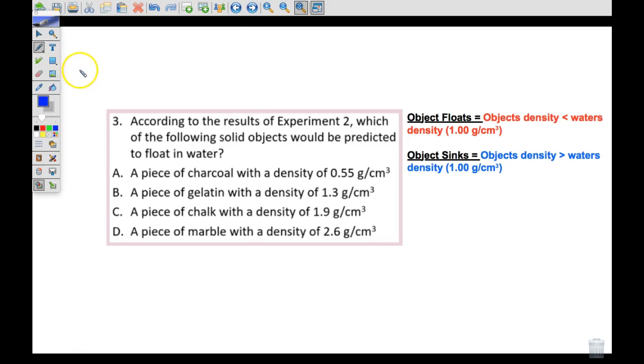In question number 3, it asks, according to the results of experiment 2, which of the following solid objects would be predicted to float in water? So when an object floats, its density is going to be less than water's density, which was given to us as 1.0 grams per cubic centimeter. The only density listed that has a value less than 1.00 is A, a piece of charcoal with a density of 0.55 grams per cubic centimeter. We would assume this would float in water.